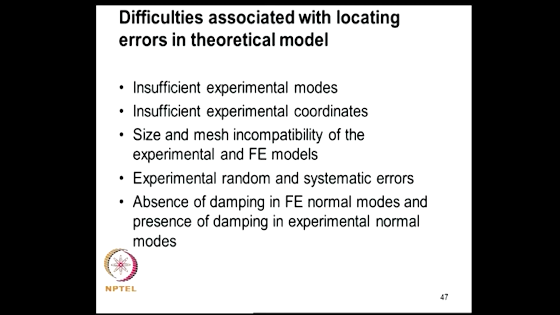Now, difficulties associated with locating errors in the theoretical model. We may have insufficient experimental modes, insufficient experimental coordinates, size and mesh incompatibility of the experimental and finite element models, then experimental random and systematic errors, and absence of damping in FE normal modes and presence of damping in experimental normal modes. So, when you measure natural frequencies using experimental methods, they will always be damped natural frequencies and damped normal modes. There is no way you can switch off damping in experimental work. Whereas in the finite element model, traditionally we use undamped natural frequencies and undamped normal modes and derive natural coordinates from them.